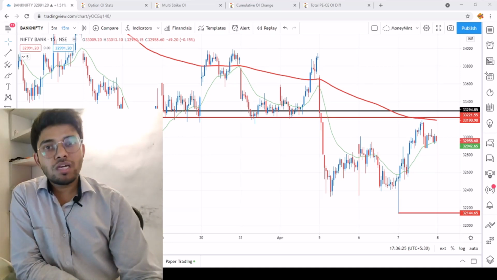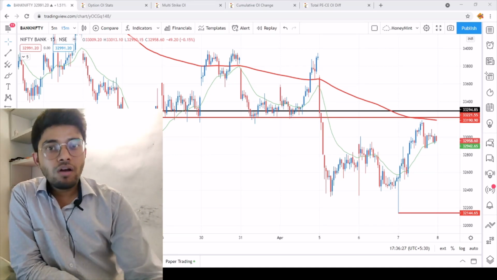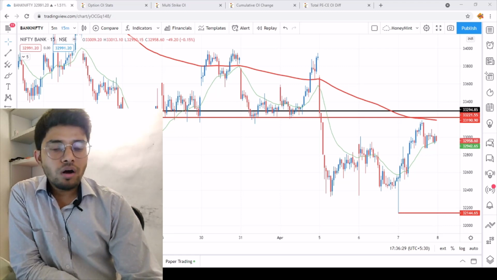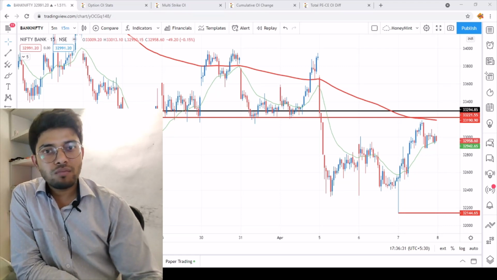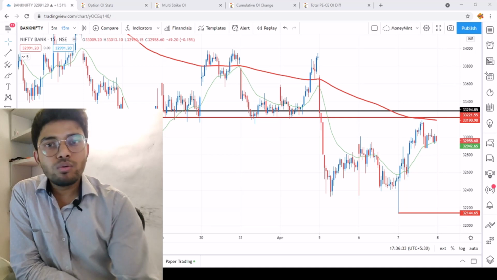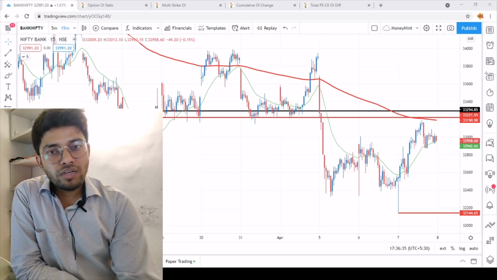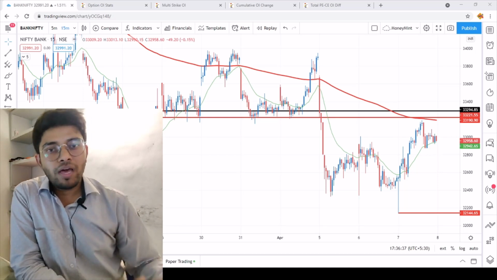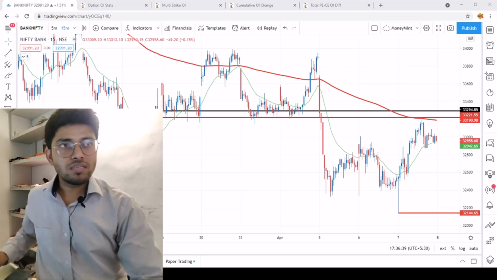Today we will be discussing the expiry range for tomorrow. We'll be deducing our actions from the price action which happened today. Also, we'll be using the open interest data and how we can plan for tomorrow's expiry. So let's get started and check.